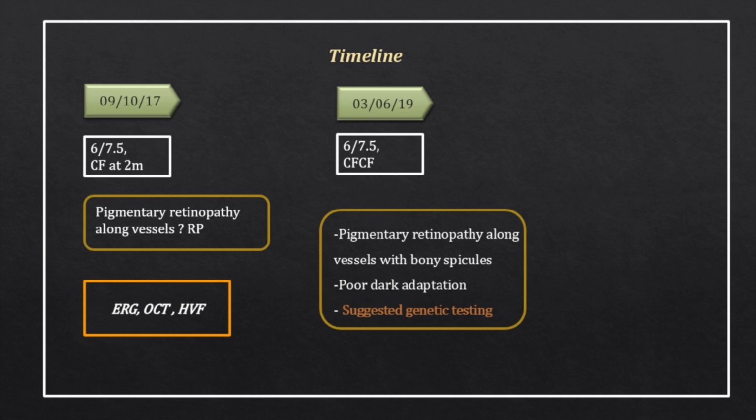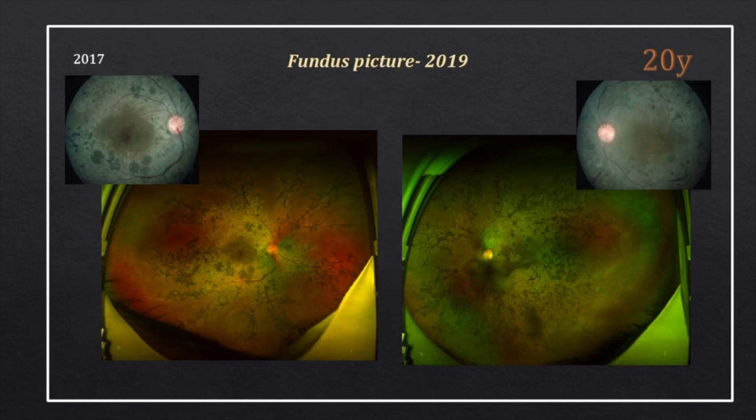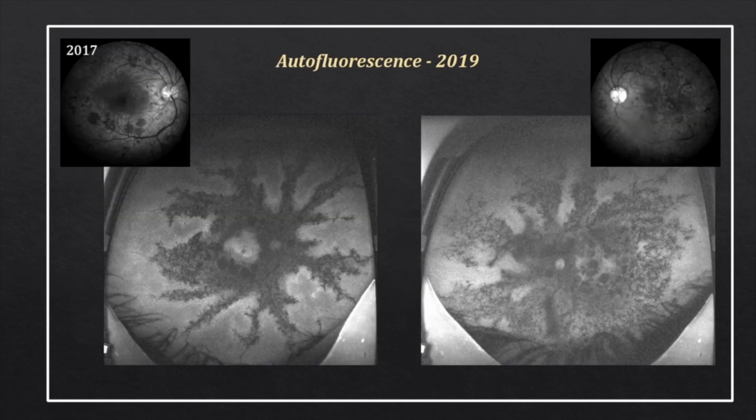Coming to the next follow-up, when he came in 2019, where he was suggested to undergo genetic testing. This is the Optos image in 2019, which is similar to the previous picture, only showing mild to subtle progression in both the eyes. This is the autofluorescence image in 2019, where we can see classic hypoautofluorescence areas along the vessels and lined by an area of hyperautofluorescence. The other eye also shows hypoautofluorescence areas along the vessels and the pigment clumps, but this is more marked than the right eye.